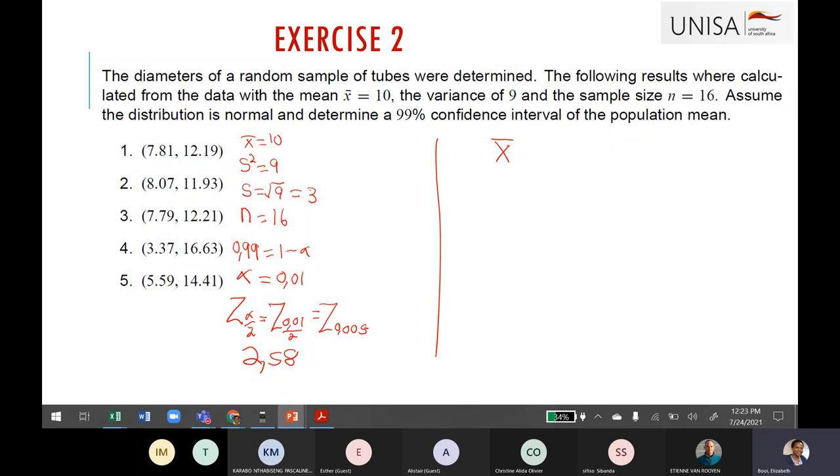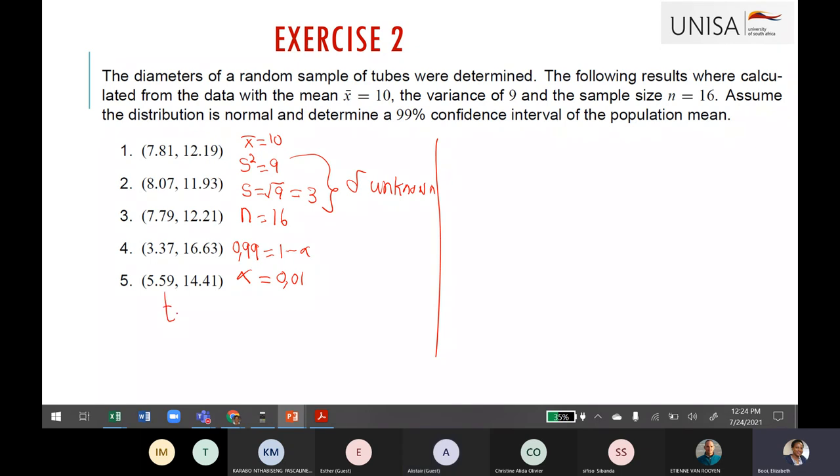What's wrong with this? All these things that we just did. That's wrong. Do you know why it's wrong? Because the population standard deviation is unknown. So it means the way we went and found the critical value, it was all wrong.